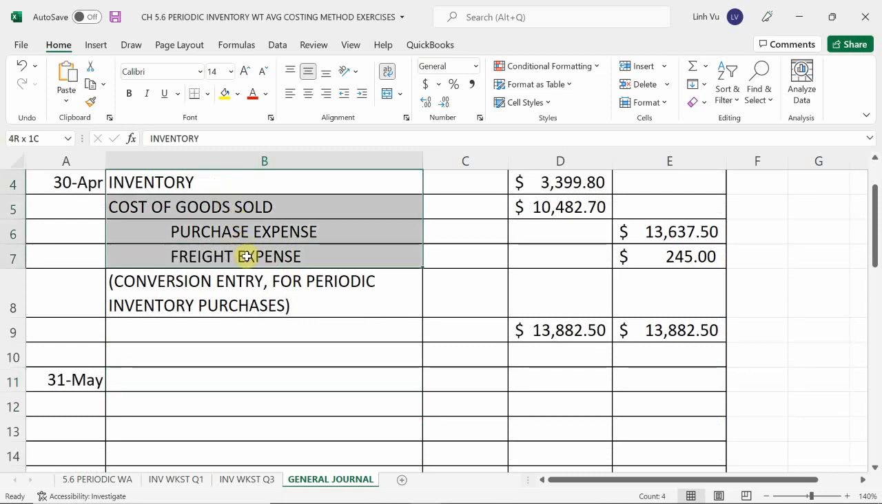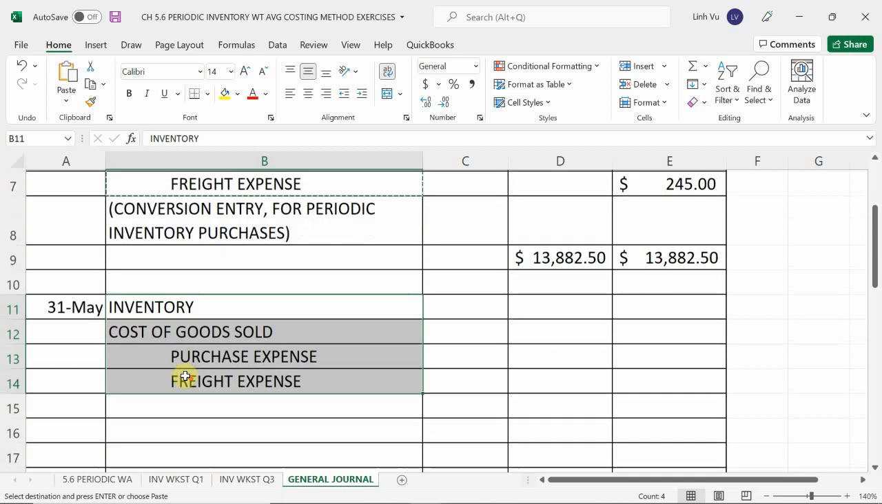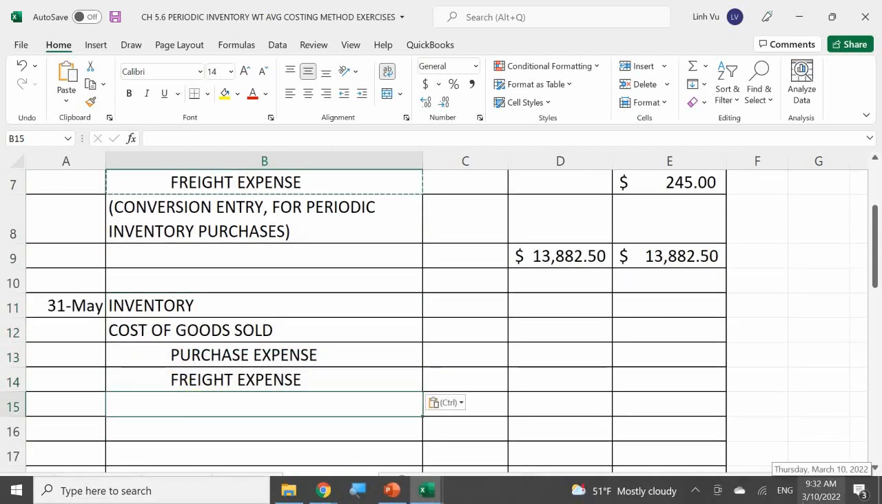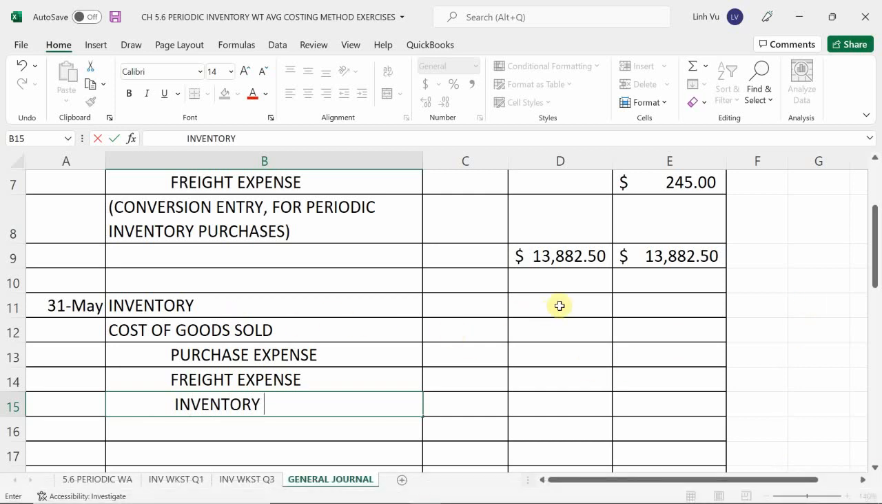Cost of goods sold. Right? This whole thing right here. Yes. Anything else? What else do I need to include? Purchase of credit. Good. And what else? Inventory. And of course, the beginning inventory. Very good. So, what was the total cost of my ending inventory?